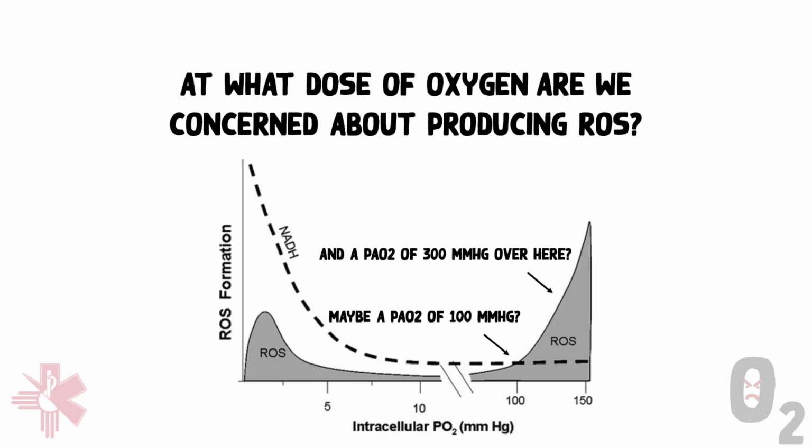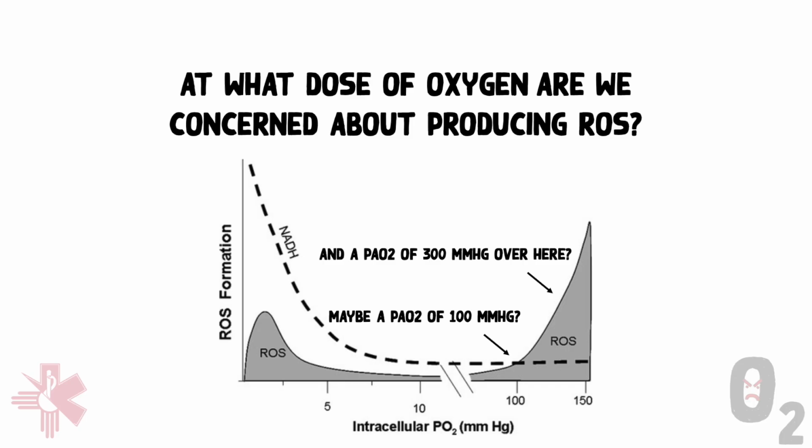So you can see on this chart that at the low end, so when we're hypoxic intracellularly, we have a spike in the production of reactive oxygen species. And then at the high end, when we're hyperoxic inside the cells, we see an exponential increase in the production of these reactive oxygen species. But those numbers, those intracellular PO2 numbers, don't correlate cleanly with an arterial partial pressure of oxygen.